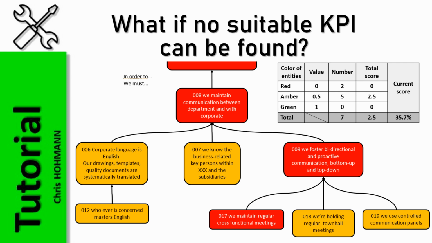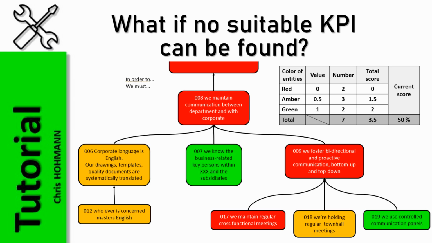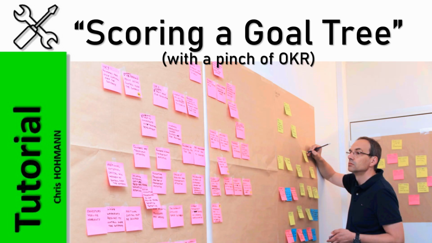Currently, if we sum up the scores attached to the colors, we are at 2.5. 2.5 compared to 7 is a bit more than 35%. This is the current score of entity number 8. After a while and a lot of efforts, 2 entities turn green. The score is now 50%. From one review to the next, the score of entity number 8 rose from 35 to 50, showing progress on this very topic. This approach is massively used with OKRs, hence the subtitle of this episode, Scoring a Goal Tree with a Pinch of OKR.